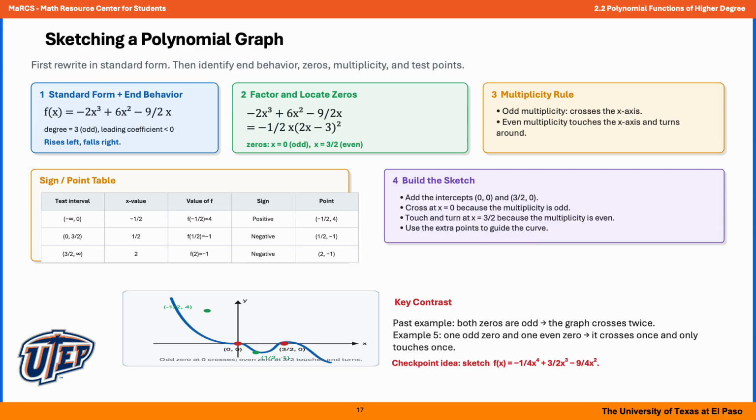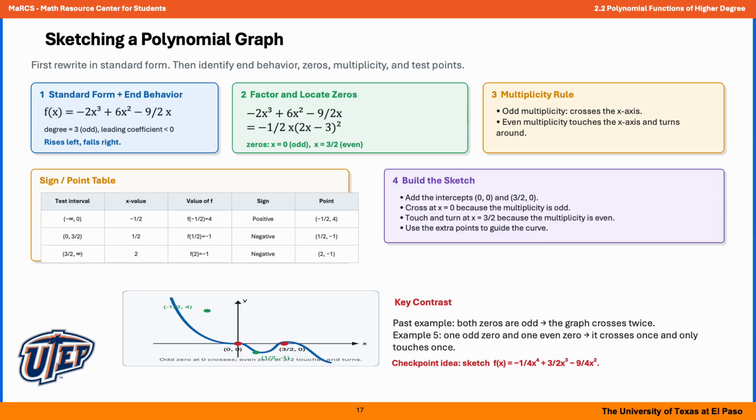Now we can construct test intervals from the zeros. So we have negative infinity to 0, 0 to 3 over 2, and 3 over 2 to positive infinity. So for negative infinity to 0, we choose the x value negative 1/2. So f of negative 1/2 is equal to 4, and we're given the point negative 1/2, comma 4. For the test interval 0 to 3 over 2, we choose the x value 1/2.